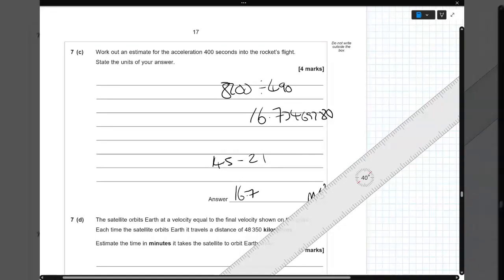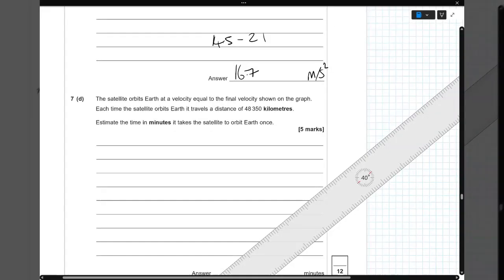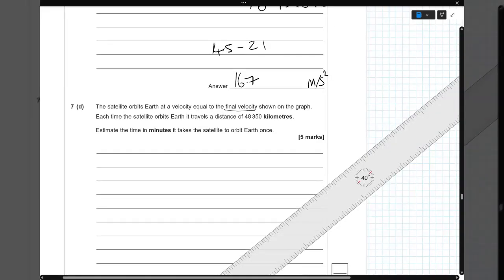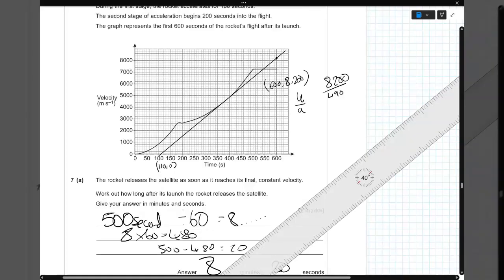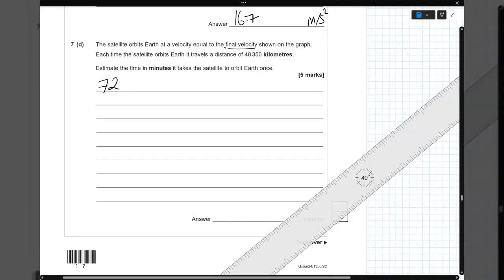Okay, the satellite for part D orbits Earth at a velocity equal to the final velocity shown on the graph. I'm going to go find that now. The final velocity is greater than 7,200, so I'm going to say it's 7,250.